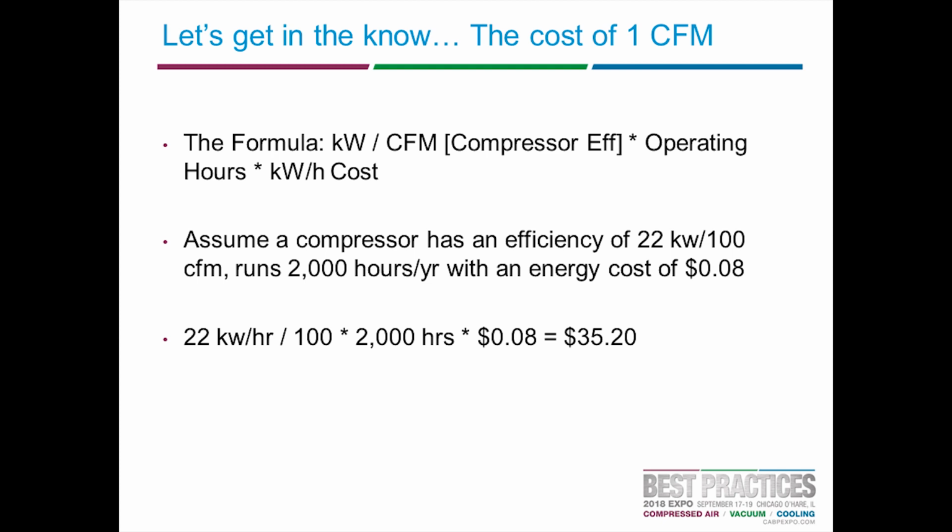1 CFM in this scenario for a single shift operation costs $35.20. Now we all have different operating hours, we all have different costs of energy, so you need to use the formula and calculate for yourself. Imagine a 2-shift operation, multiply this times 2. If you're a 3-shift operation, obviously, multiply it times 3. If you're a 24/7 operation, well, multiply it by 4.2. So now you can see what the real cost of 1 CFM is.